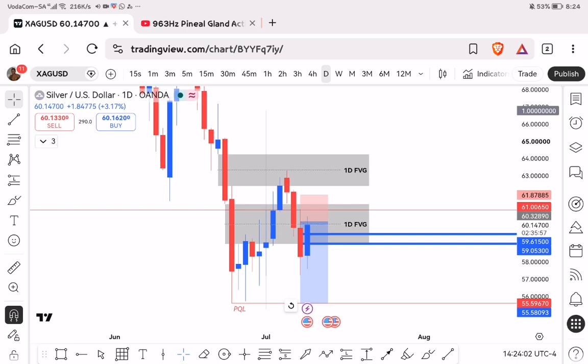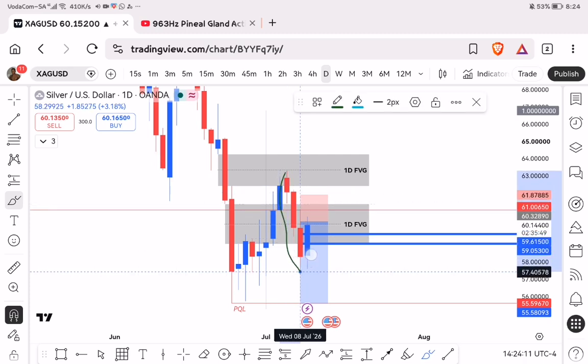If you can see these red candles, this was a reaction away from the gap. So I went down into a smaller time frame to look for an entry.